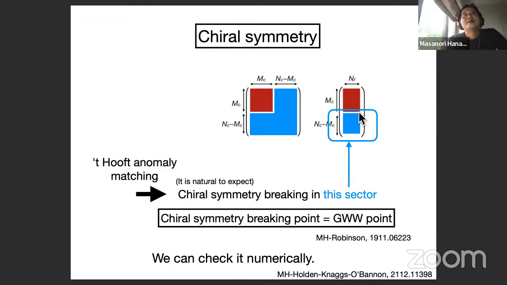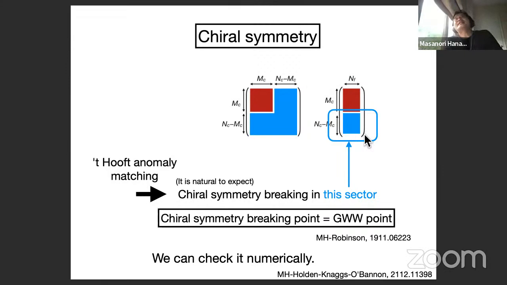But in this case, this part is deconfined, so quarks can carry the anomaly. But here, quarks are confined, so quarks in this sector cannot carry the anomaly. Then, in order to satisfy anomaly matching at this intermediate energy scale, the natural possibility is that these chiral degrees of freedom form a chiral condensate, and chiral symmetry is broken in this sector.